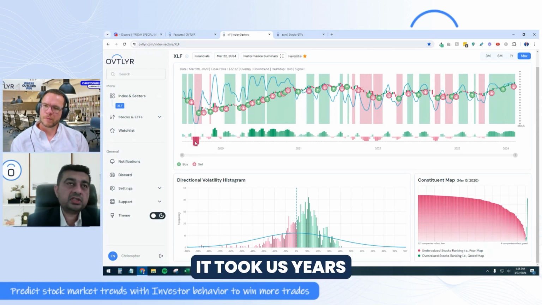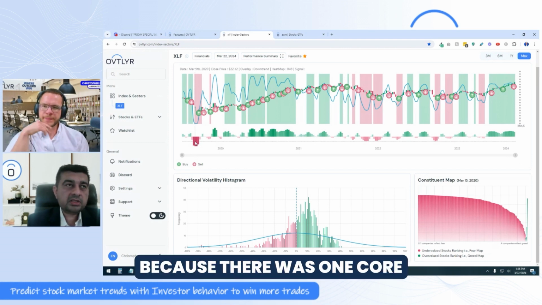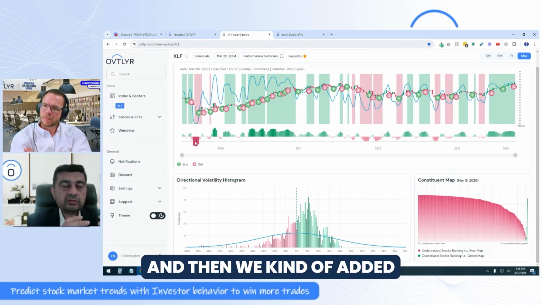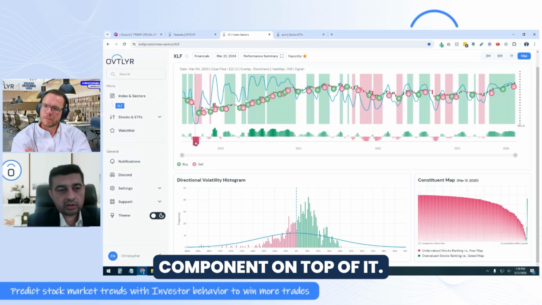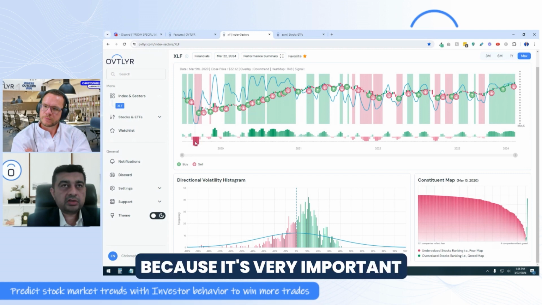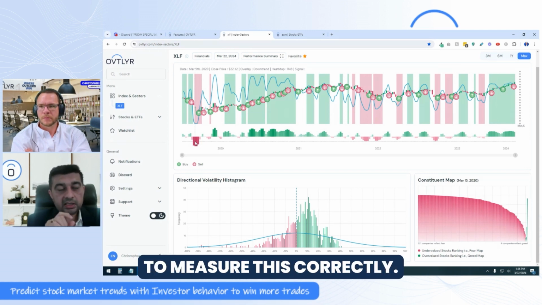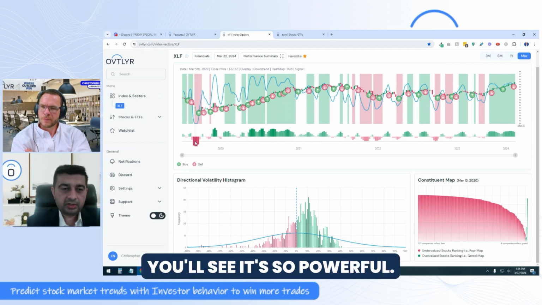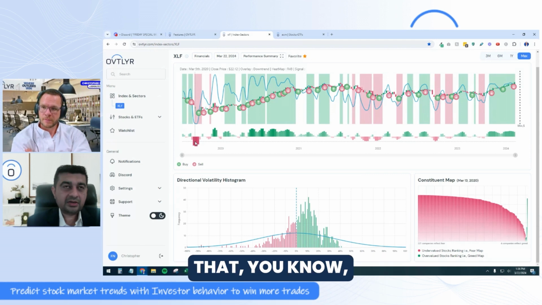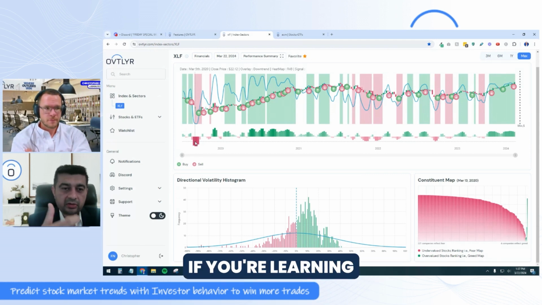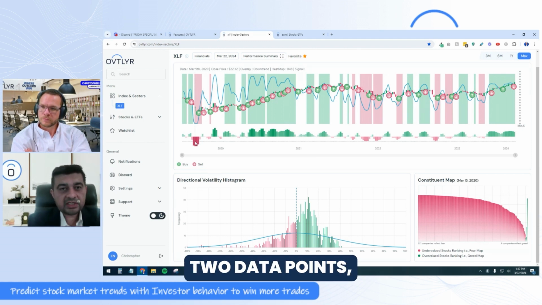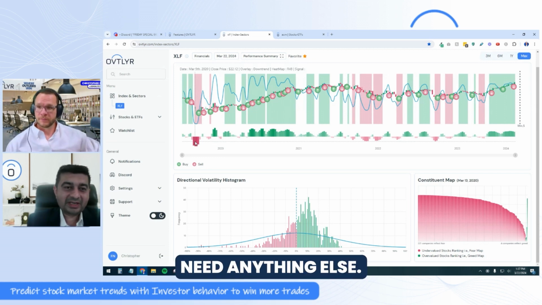And that's why I said it took us years to build this, because there was one core algorithm that we started with, that Mark actually came up with. And then we added the AI component on top of it, and started adding all of these data points on top of it, because it's very important to measure this correctly. And if you look at how it is doing, you'll see it's so powerful. If you're learning about our heat map and oscillator, if you are able to get used to these two data points, I think you probably don't need anything else, in my opinion.